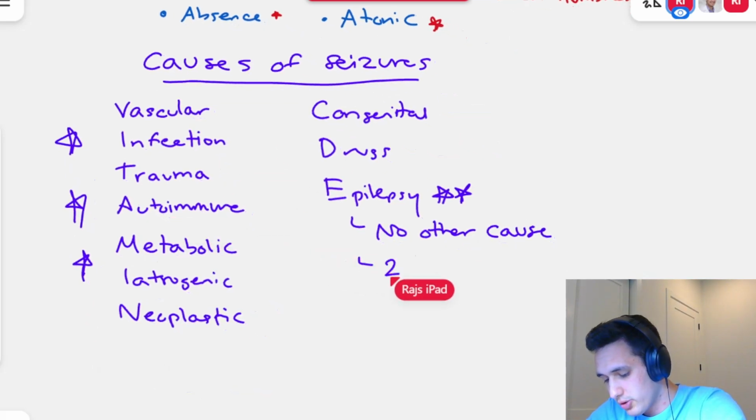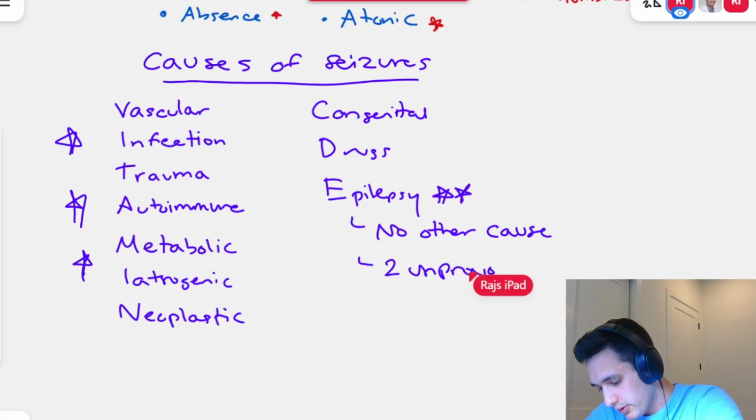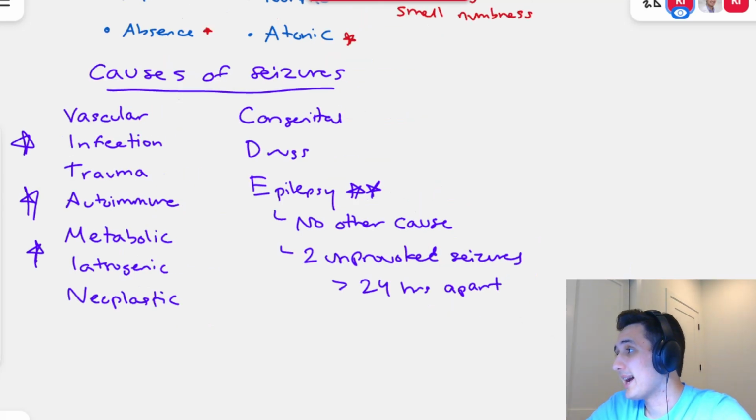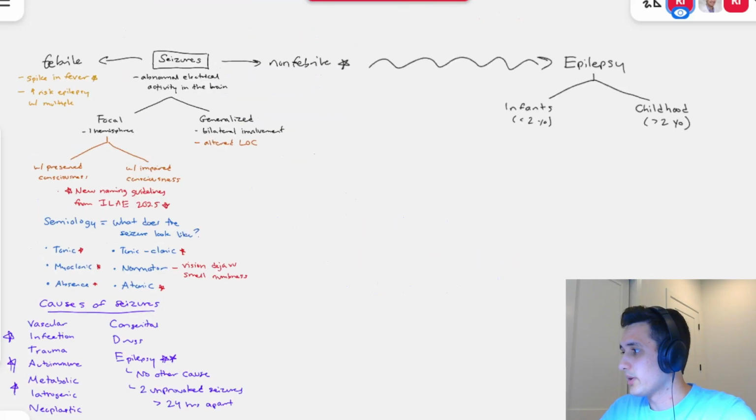Epilepsy is defined as 2 unprovoked seizures greater than 24 hours apart. So to make a diagnosis of epilepsy, we need 2 seizures and also no other cause here. So we have potentially ruled out any other cause of a potential seizure. So now we'll move on to this side of the diagram here.